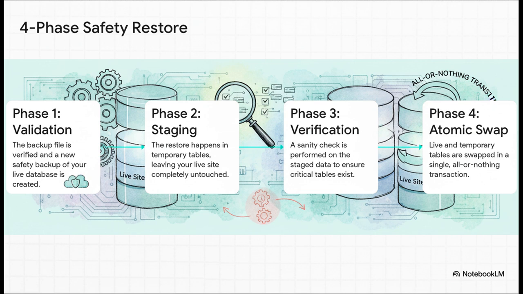After we do a sanity check on that staged data, we perform something called an atomic swap, which instantly switches the temporary tables with the live ones in a single all-or-nothing transaction. If anything goes wrong at any point, the whole thing is instantly rolled back. Your site is never, ever left in a broken state.